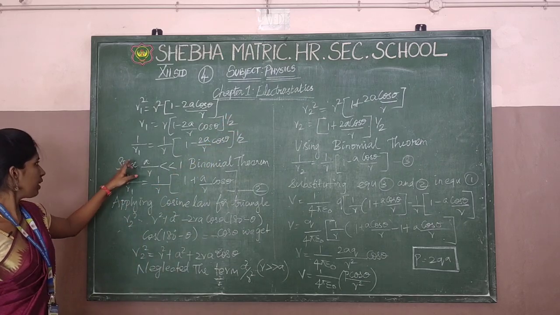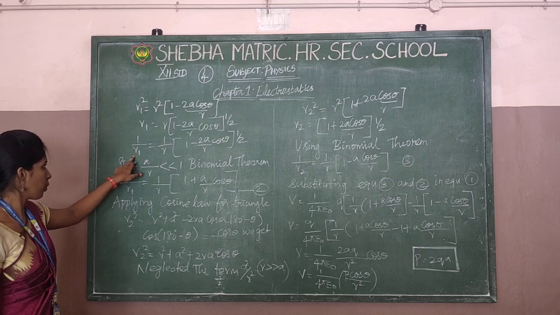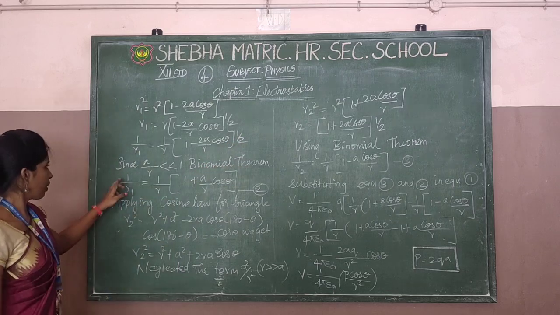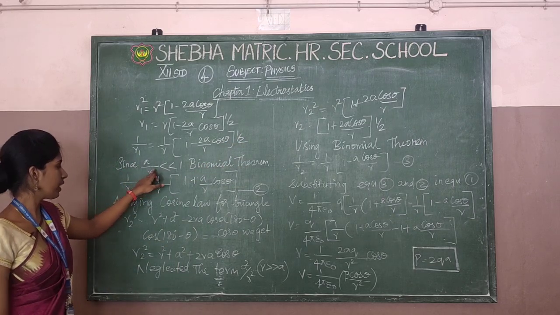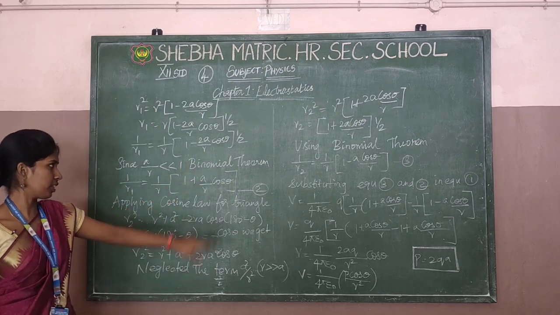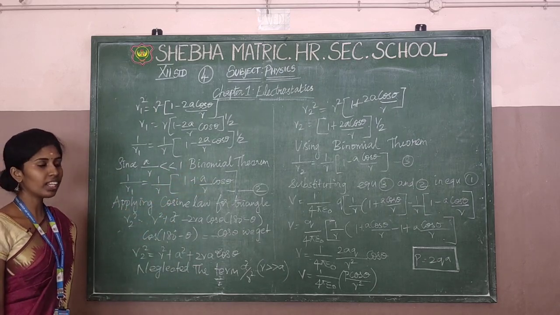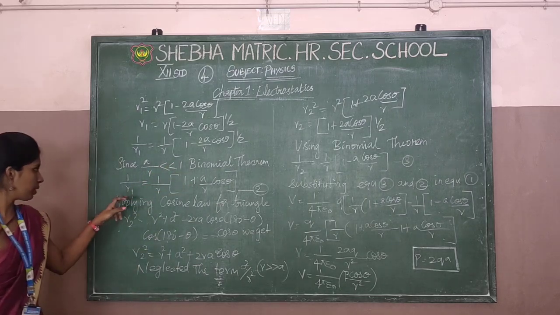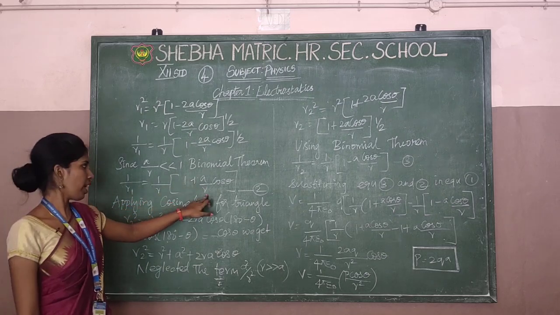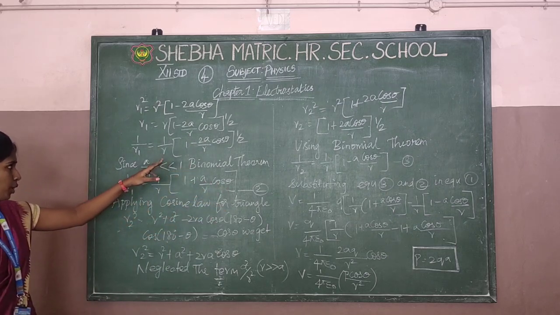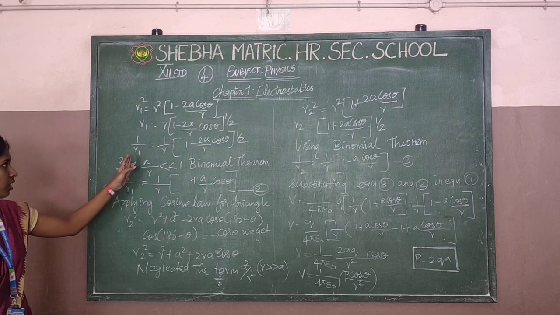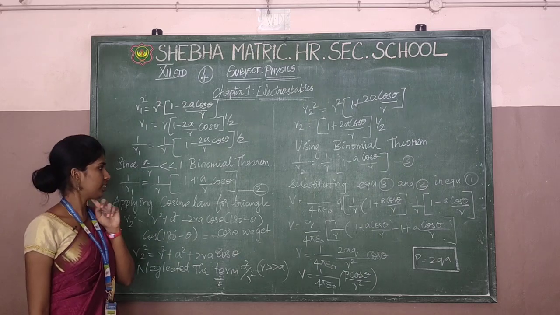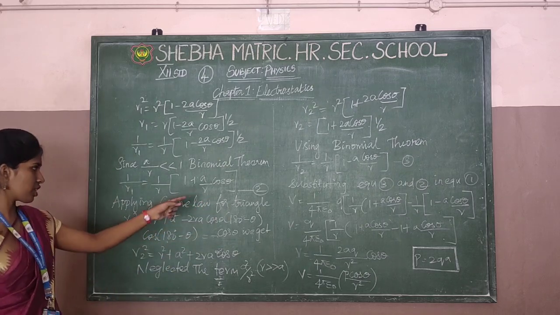So 1 by r1 is equal to 1 by r times 1 minus 2a cos theta by r, to the power of minus 1 by 2. Since a by r is less than 1, we use the binomial theorem. So 1 by r1 is equal to 1 by r times 1 plus a by r cos theta. The 2 is taken outside, and the minus becomes plus. So 1 by r1 is 1 by r times 1 plus a divided by r cos theta, which is equation 2.